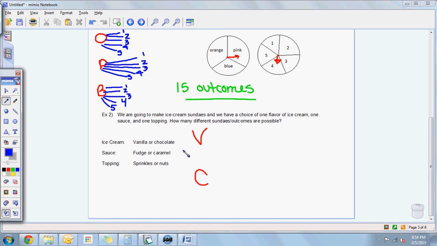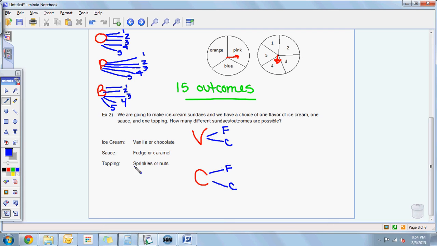So my choice of sauce, I could get fudge or caramel. So I'm going to do a branch, so I could get vanilla and fudge, and vanilla and caramel, or I could get chocolate and fudge, and then chocolate or caramel.